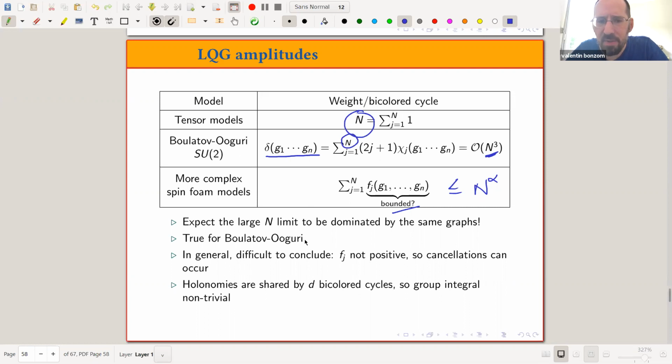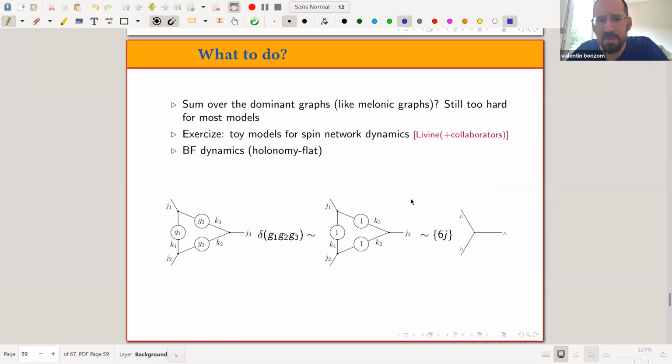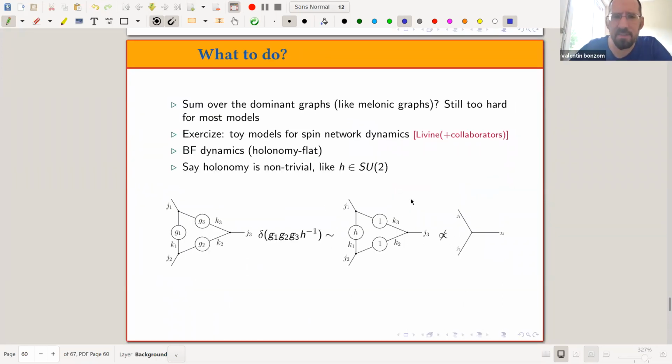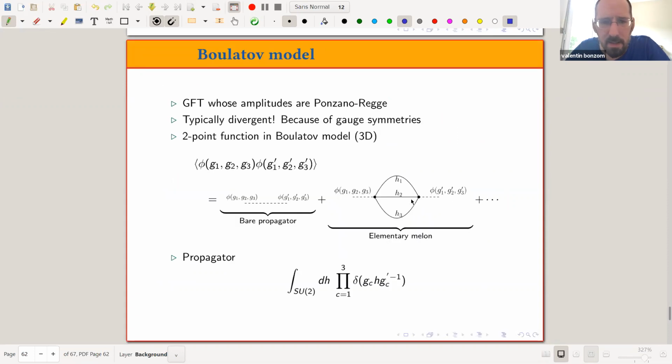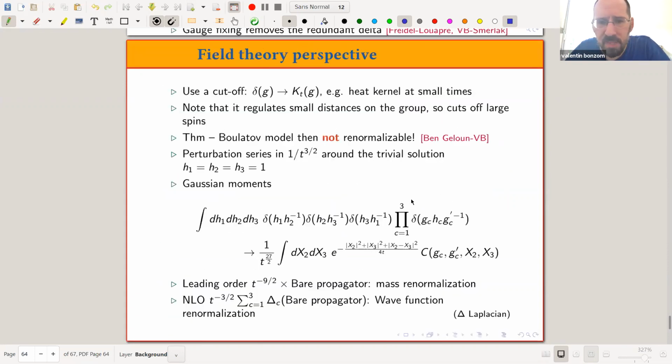Okay, and you can control everything in the Boulatov-Ooguri model, but in general, it's difficult to conclude, because for this function you have to know if it's bounded, if it's positive, because it might not be, and there might be interferences like cancellations. So it's difficult to say anything. I will skip this exercise, which is nice, that I took some time to prepare.